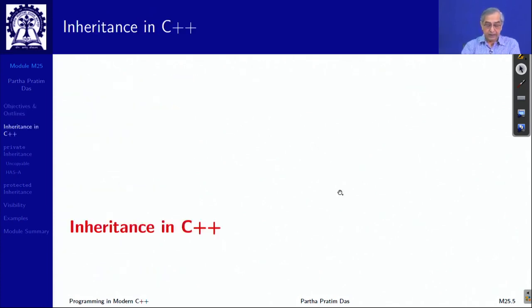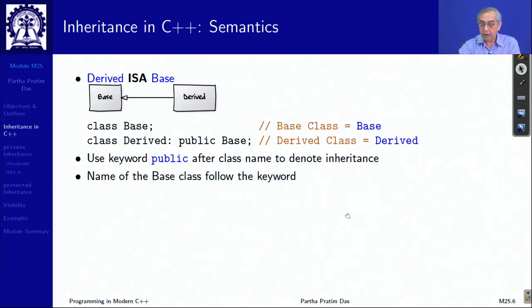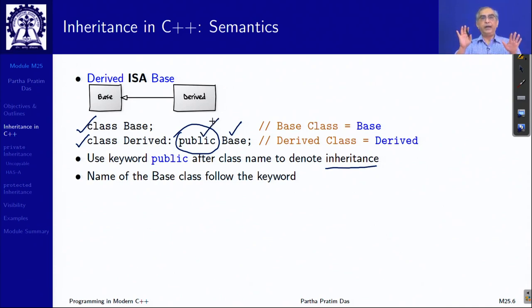So, I start here. Inheritance in C++, this is what you have seen. Derived is a base class and you model that using the base class and the derived specialized class using the keyword public and the name of the base class. Now, this denotes the inheritance. Let me tell you in very clear and loud terms that using the keyword public here is the only way to do inheritance as we understand in the object oriented manner.